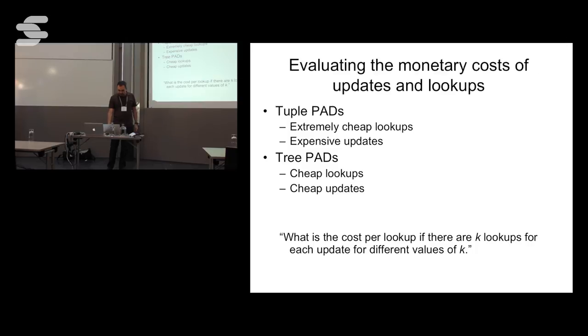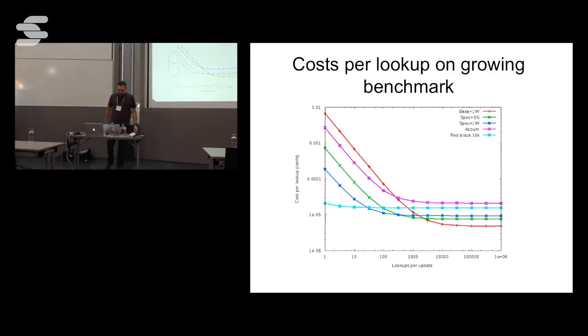Tuple pads turn out to be really cheap for doing lookups, because you do a query and I return you one of these little cells. But they're really expensive for updates, because there's a whole bunch of work to generate the new rows and multiple generations, etc. Tree pads are sort of cheap on lookups and cheap on updates. So the question is, where do you want to be? Here's a fun graph. The x-axis is the ratio of how many lookups per update. The y-axis is the cost per lookup.